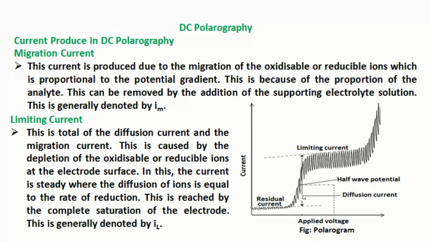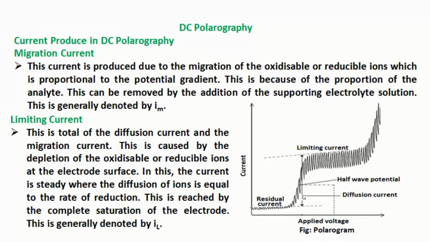Migration current. This current is produced due to the migration of the oxidizable or reducible ions, which is proportional to the potential gradient. This is because of the proportion of the analyte. This can be removed by the addition of the supporting electrolyte solution, and is generally denoted by IM.